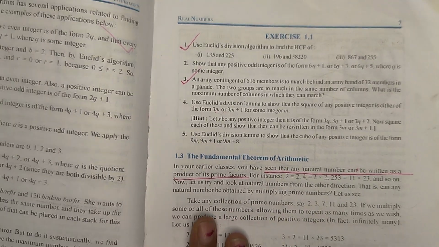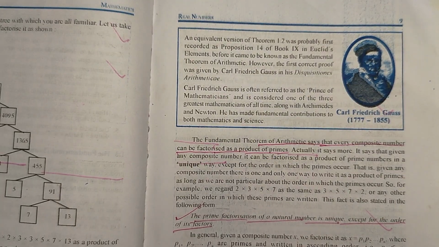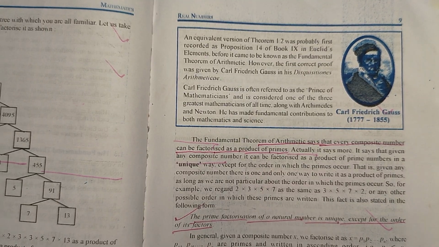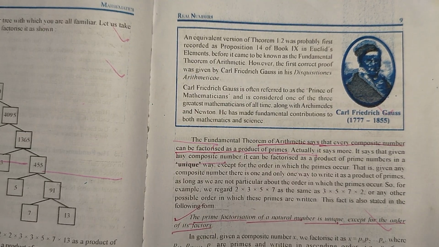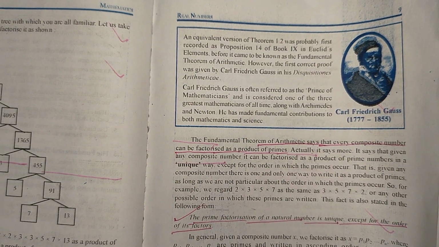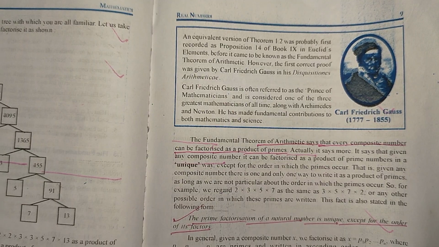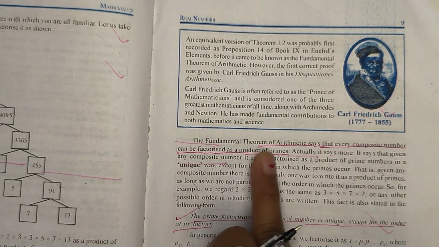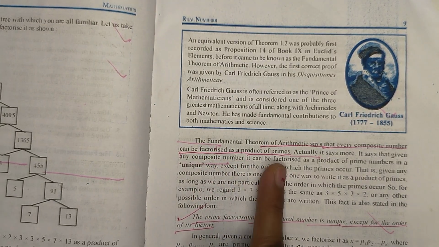We understood this. What is the fundamental theorem of arithmetic? What is the definition of the fundamental theorem? We know that every composite number... What is a composite number? A composite number has more than 2 factors. Every composite number can be factorized as a product of primes. What is a prime number? Only 2 factors. The fundamental theorem says every composite number can be factorized as a product of primes.